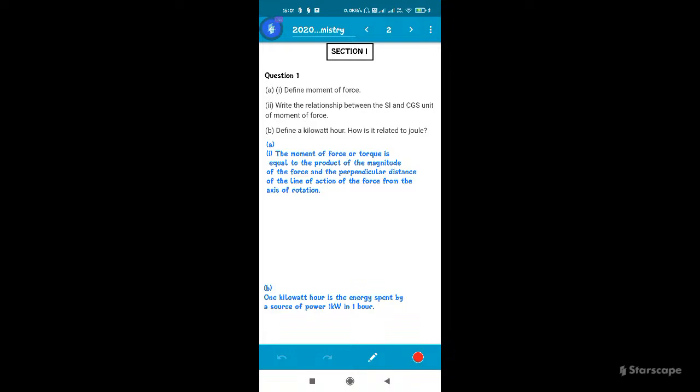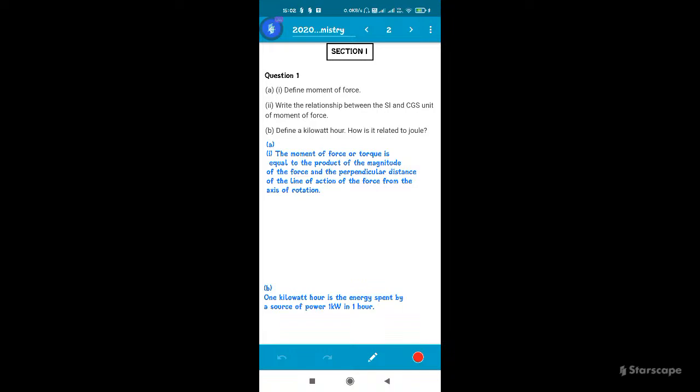So let's begin. Define the moment of force. It is a very direct question, so I'm just reading it out for you. It is given in your book in a very clear manner. The moment of force or torque is equal to the product of the magnitude of the force and the perpendicular distance of the line of action of the force from the axis of rotation. Whenever we talk about torque or the moment of force, we will always consider rotational motion, and the force applied on one of the ends and its length from the point of rotation, that product will be known as the torque or the moment of force. And you also know that its SI unit is Newton meter.